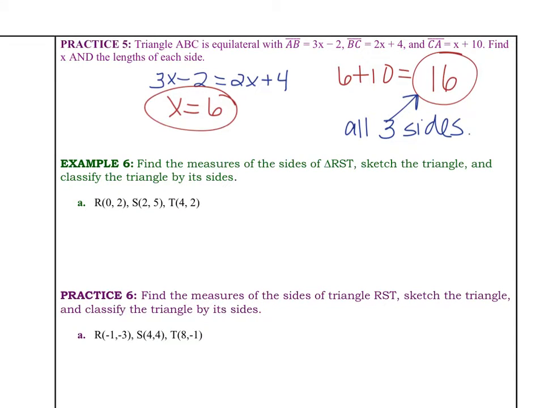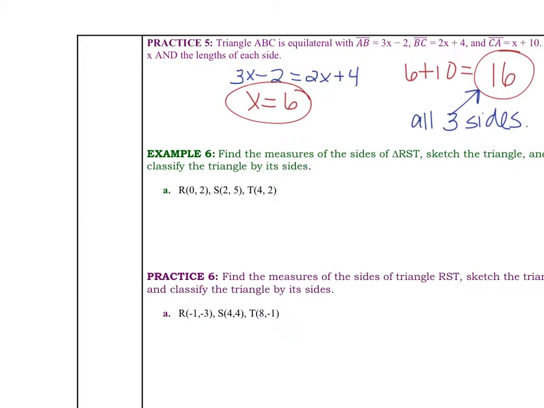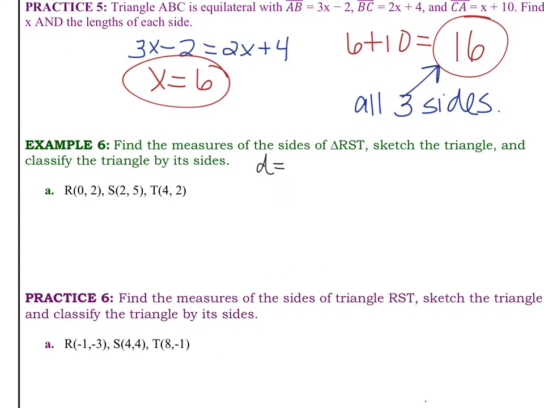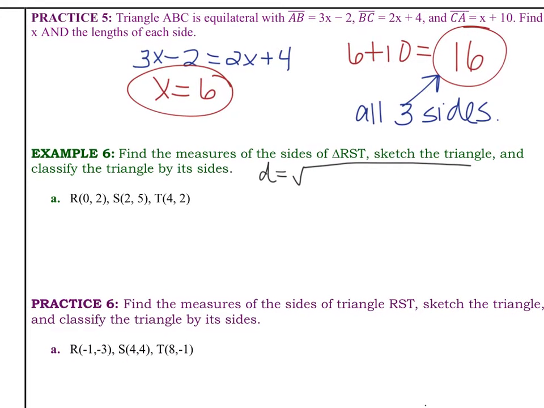It gives me points. So how am I going to figure out what my sides are? Distance formula, yeah. So again, some of us have it memorized. I'm not going to make us memorize it. It is the square root of x2 minus x1 squared plus y2 minus y1 squared. So when it just gives me points, I'm going to have to use that distance formula to find what the lengths of each side is, and then compare them from there.